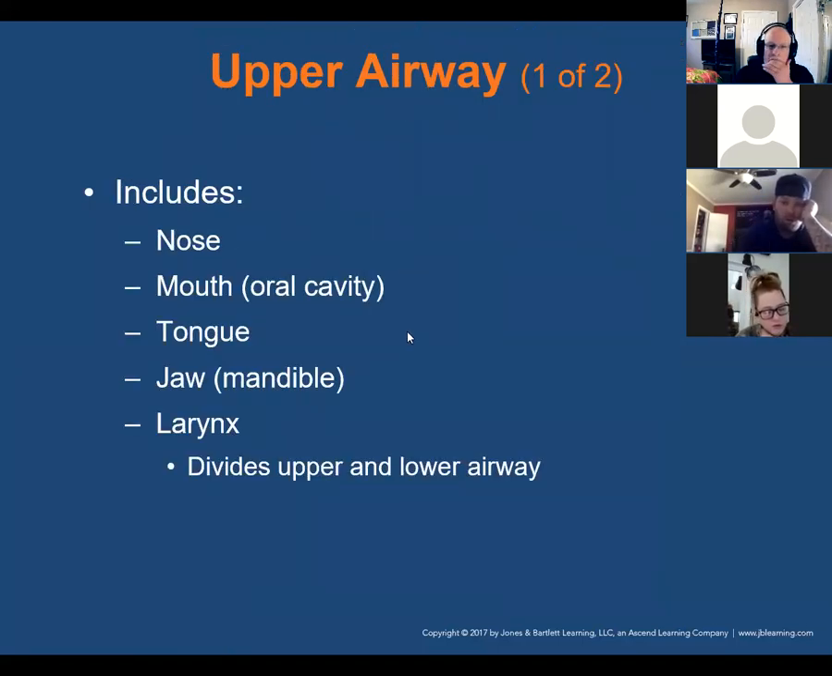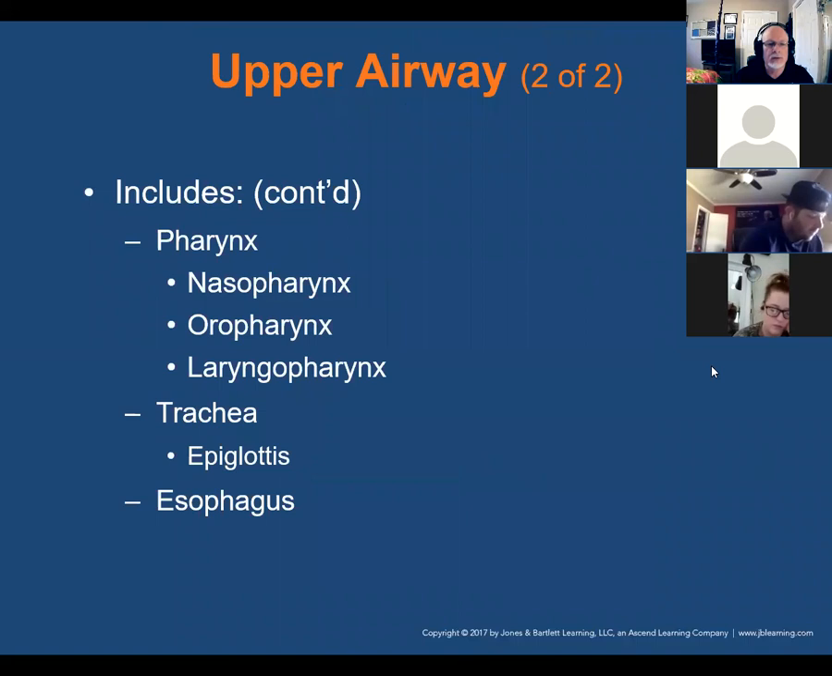All right. Upper airway: nose, mouth, tongue, jaw, larynx. We've already talked about those. Nasopharynx, oropharynx, and laryngopharynx. Laryngopharynx would be the upper airway just above the vocal cords, right? Trachea, important little thing.